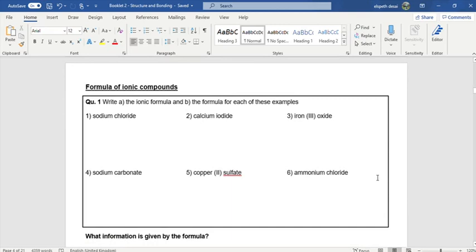Okay, so the next bit again is revision. You're recapping the formula of ionic compounds, and what I've asked you to do is write the ionic formula and the formula for each of these examples. I'm going to post a link to my other video where it reminds you how to write the ionic formula and the formula.